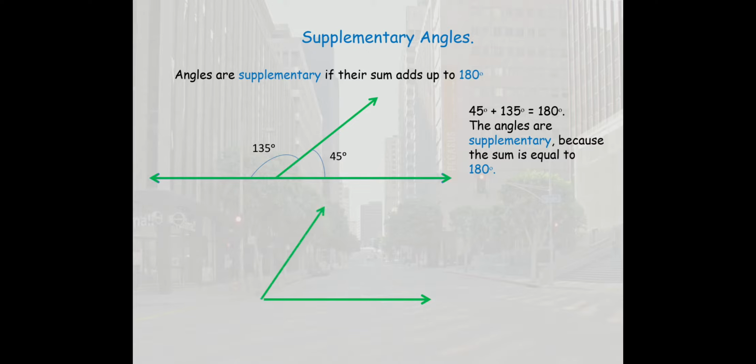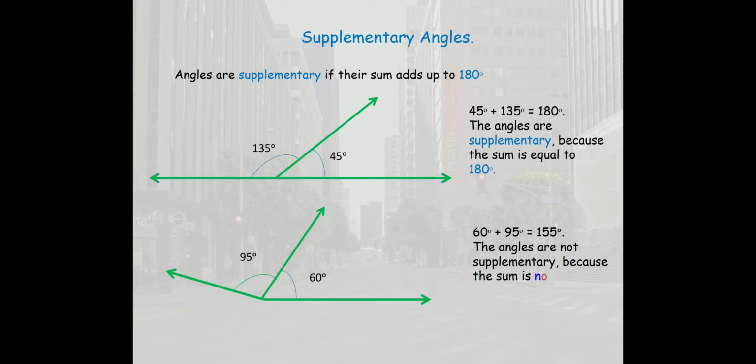In the example below, this is 60 degrees and this is 95 degrees. So 60 degrees plus 95 degrees gives me 155 degrees, which is not 180 degrees, and therefore the angles are not supplementary because the sum is not equal to 180.